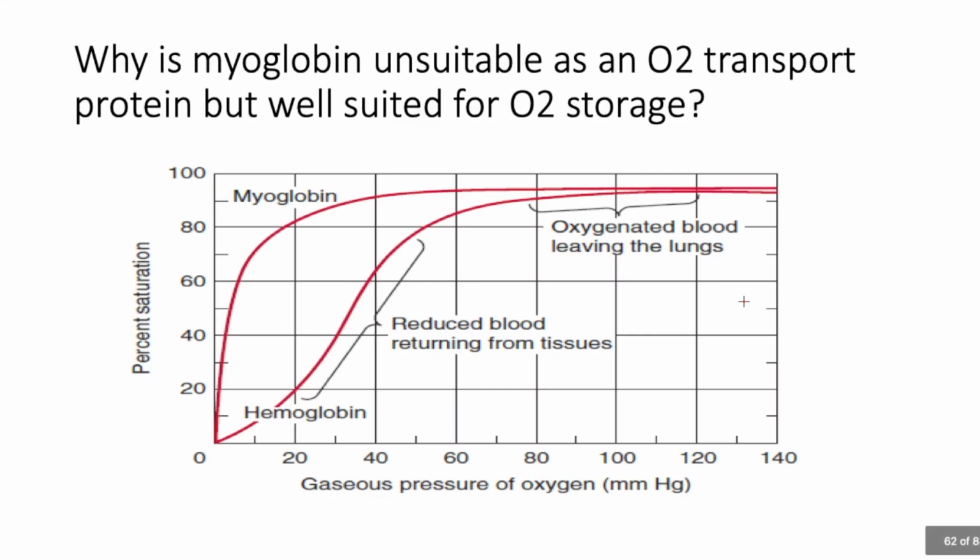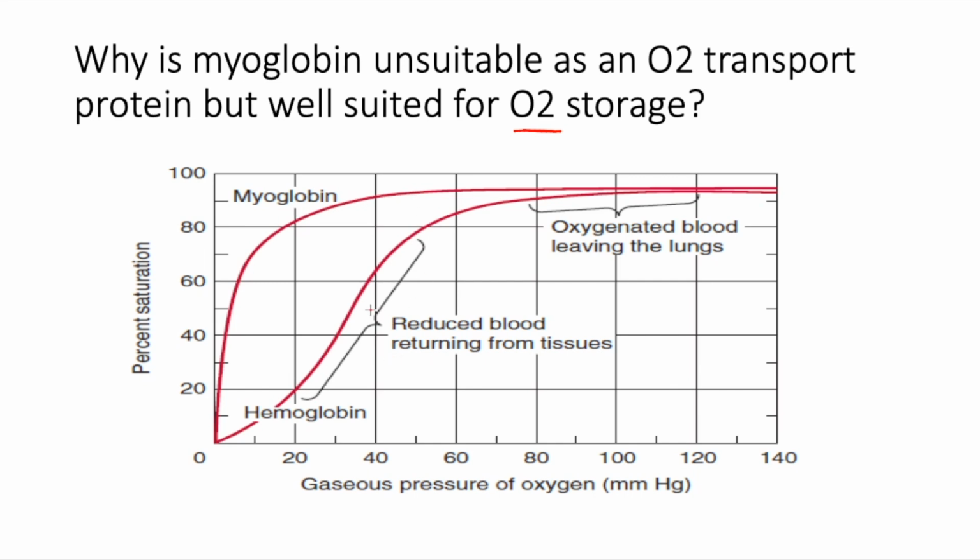So myoglobin is unsuitable for oxygen transport but well suited for oxygen storage. What's the reason behind it? Let's look upon it. So this is percentage saturation and the gaseous pressure of oxygen. Now you can see that the percentage saturation is lower for hemoglobin, and you can see that for myoglobin the percentage saturation is quite high.